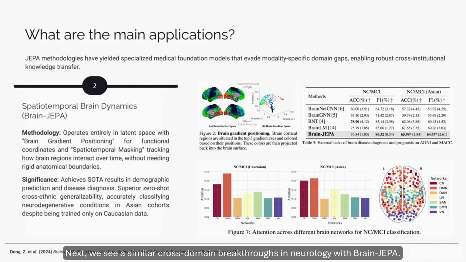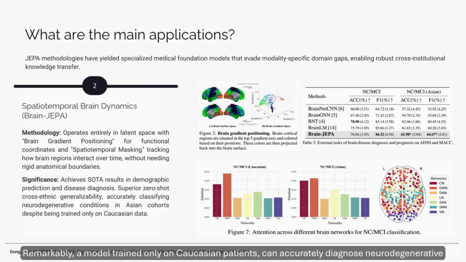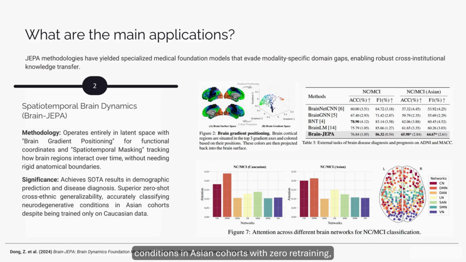Next, we see similar cross-domain breakthroughs in neurology with Brain-JEPA. By using functional coordinates rather than rigid anatomical grids to track brain dynamics, it learns universal human physiology. Remarkably, a model trained only on Caucasian patients can accurately diagnose neurodegenerative conditions in Asian cohorts with zero retraining, overcoming a massive demographic domain gap.